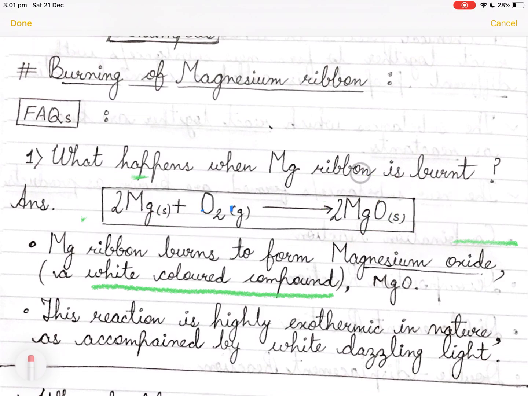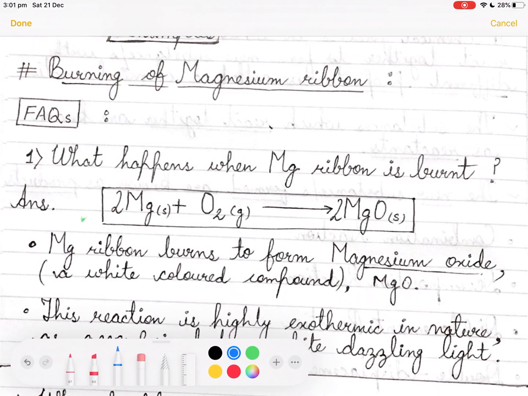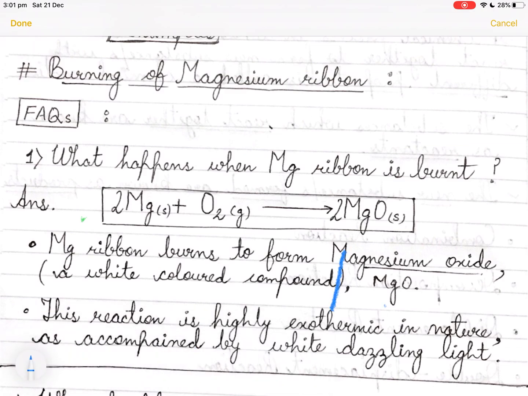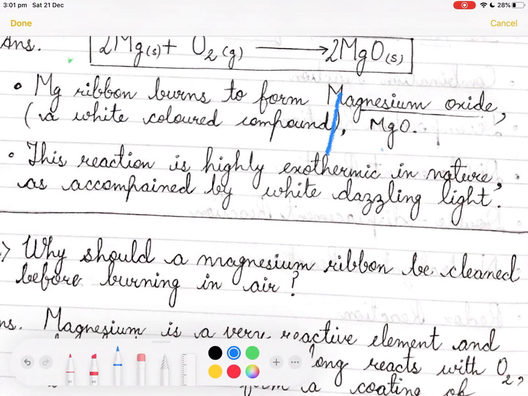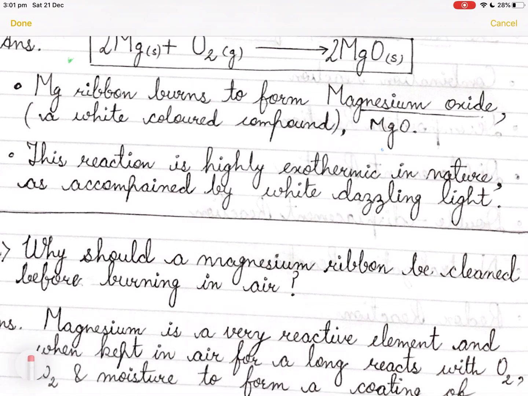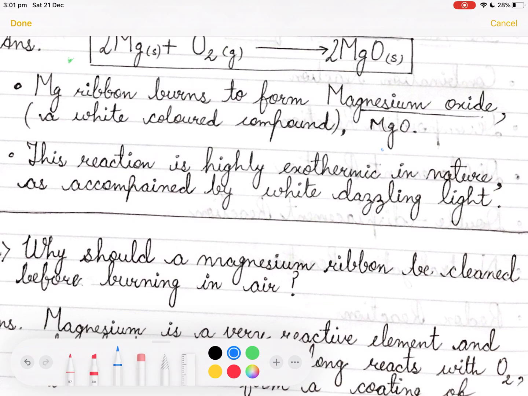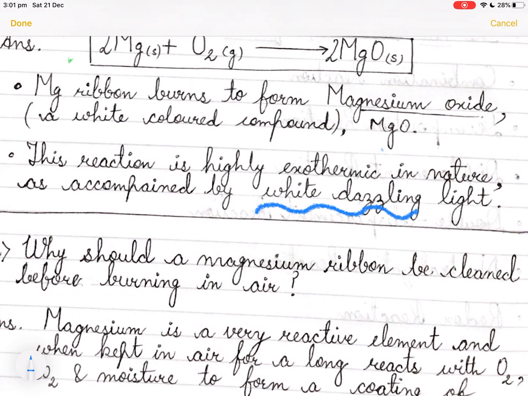Okay. Now, after this, what is very, very important? I have already mentioned before that all such reactions are highly exothermic in nature. So when we are talking about they are highly exothermic in nature, what should be evolved? Yes, of course, the heat. So where is the heat? Yes, the heat in this reaction is seen in the form of white dazzling light, just like cracker light, which will help us to understand that the reaction was exothermic in nature.